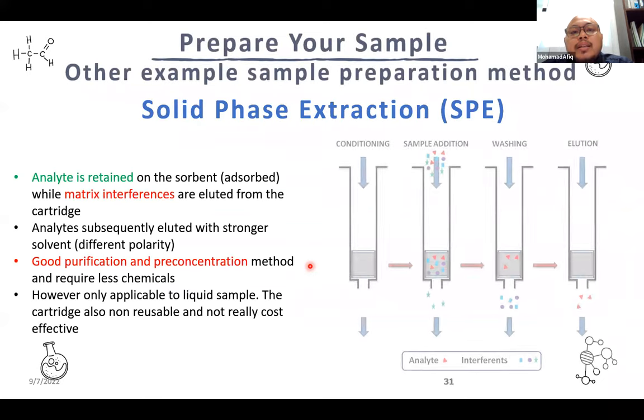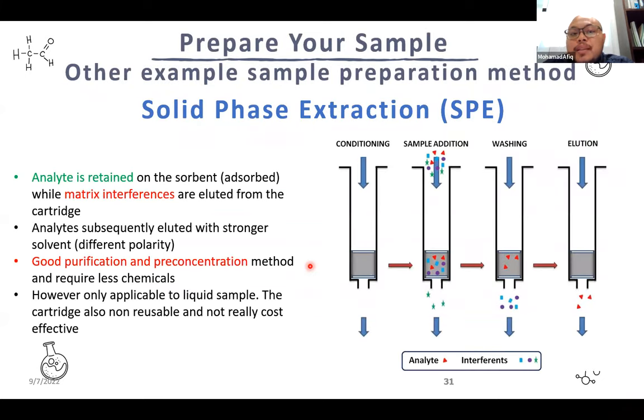Right. So here is the solid phase extraction method. This is one of the best extraction methods available. It has 4 steps: conditioning, sample addition, washing, and elution. Conditioning is where you prepare the solvent. Inside here we have the solvent, which means that we have the particles to absorb your analyte.